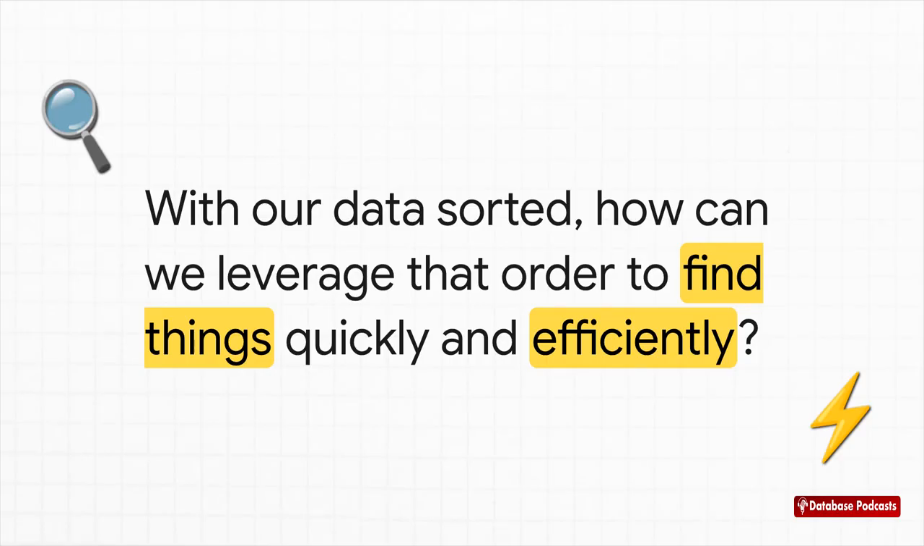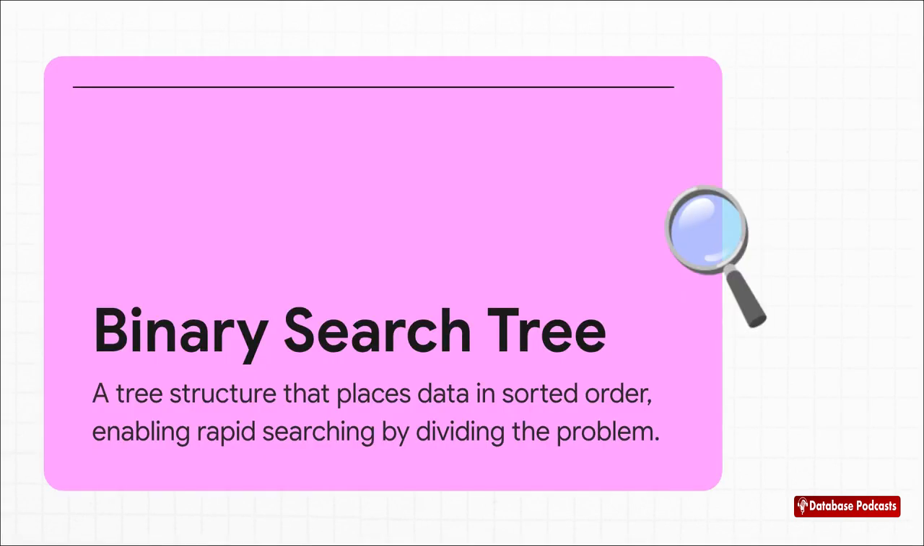Perfect. So we've done the hard work, we've organized our messy drawer, but what does that actually get us? The next logical question is, how do we take advantage of all this beautiful order to find what we need in a flash? This is where we get to use the classic divide and conquer strategy.